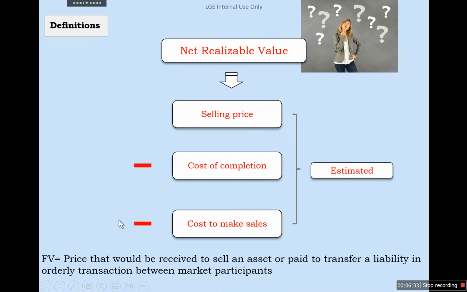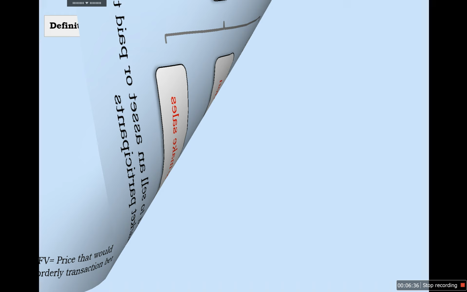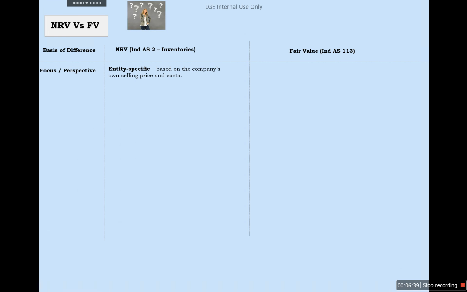So if we compare NRV and fair value, we will find that NRV is entity specific. It is based on the company's own selling price and cost, whereas fair value is from the perspective of the market participant. It is not entity specific, and it assumes the transaction is in the principal or most advantageous market. Students who have learned Ind AS 113 will be able to grasp this. If you have not gone through Ind AS 113, I request you to check my video on Ind AS 113. It will make the differences easier to understand.